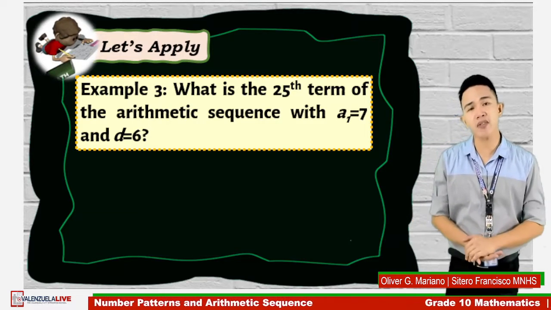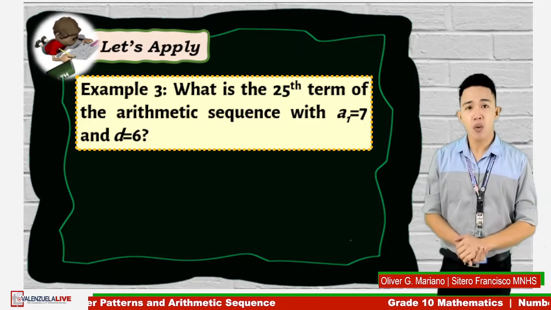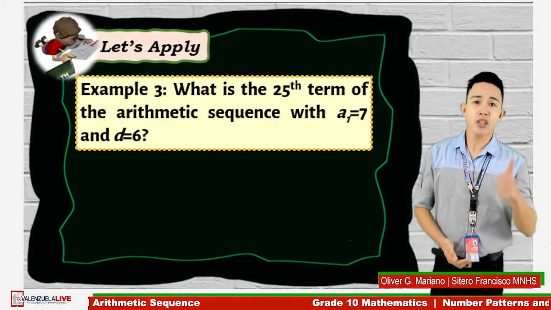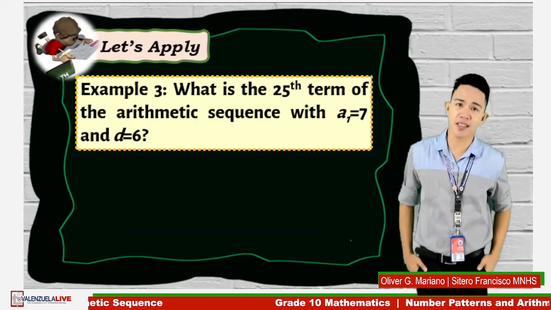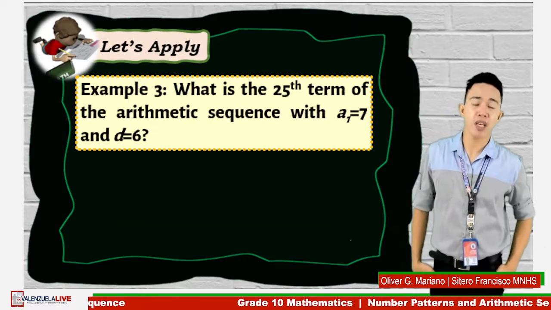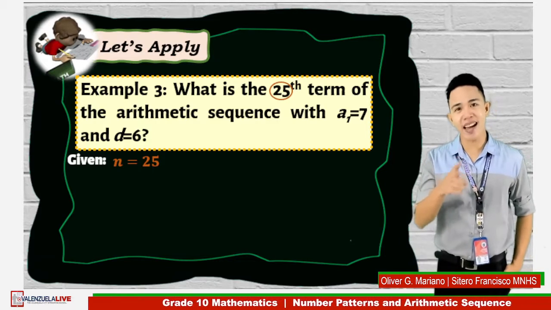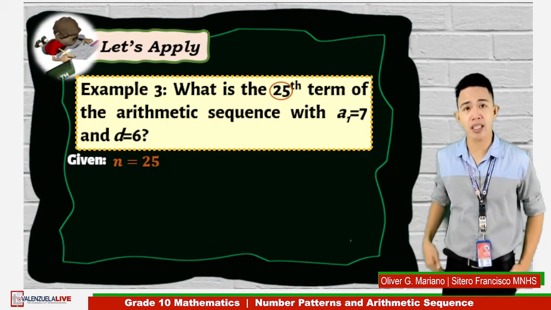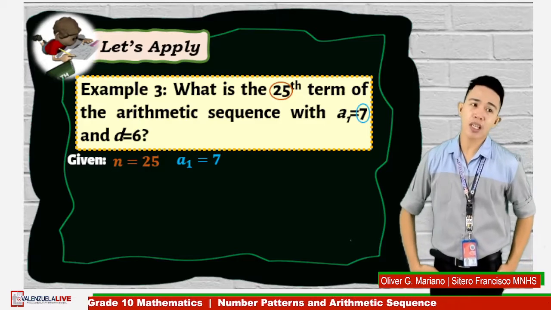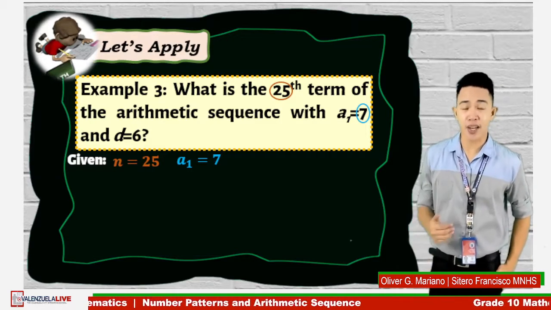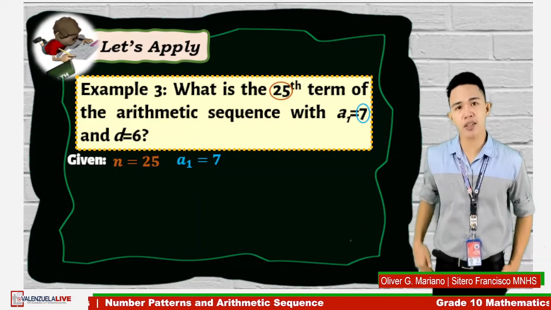Let's now identify the known values. What's the value of n? Good. n is equal to 25. What about the first term? You're right. a sub 1 is equal to 7. What about the common difference? Great. d is equal to 6.